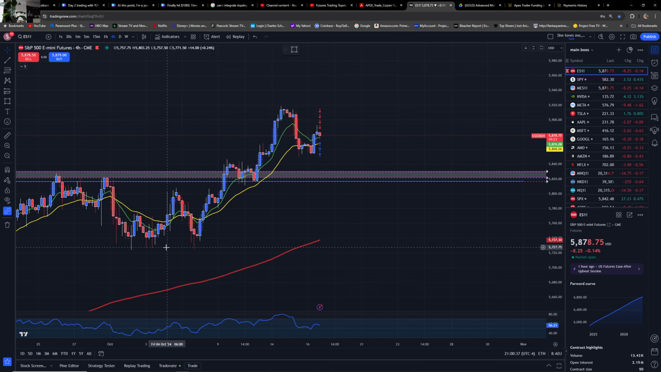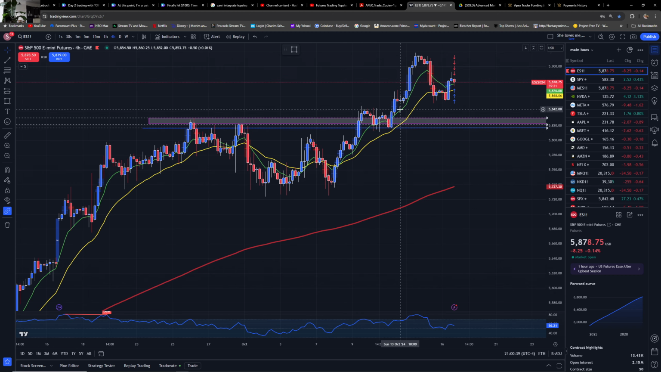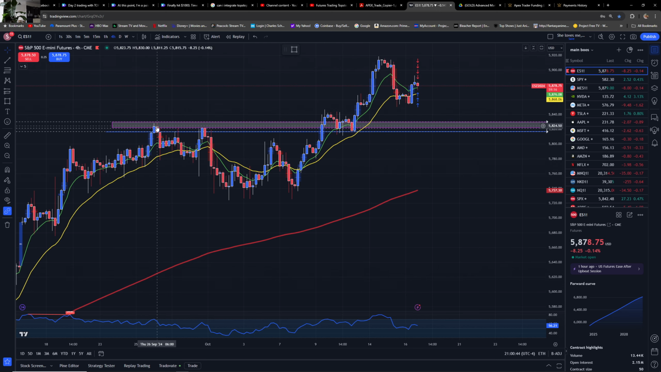So that's the breakout. This used to be resistance. This used to be the high. We broke above the high. So now this is support. It's acting as support. Why did we break above the high? The high ended right here. That's why this whole box is support.